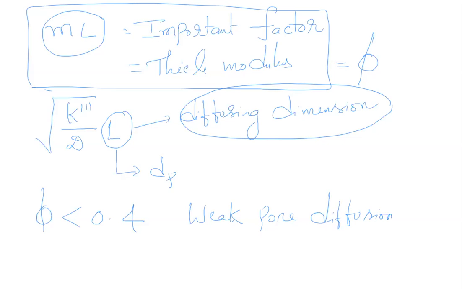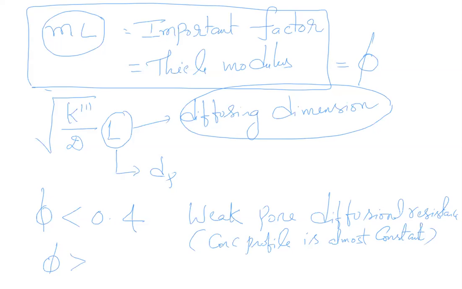diffusional resistance. When phi is less than 0.4, you can say that this is weak pore diffusional resistance. That means the concentration profile is almost constant. When phi is greater than 4, then we can say that the resistance is strong.